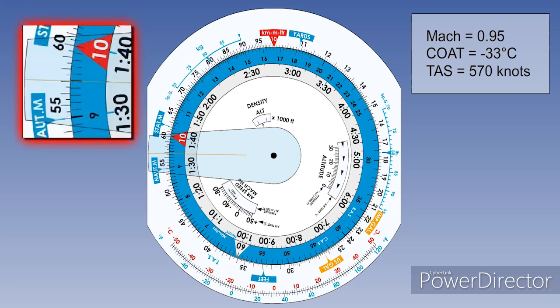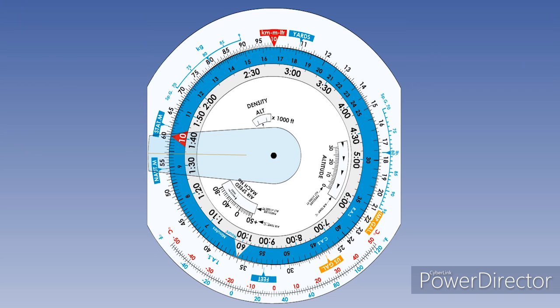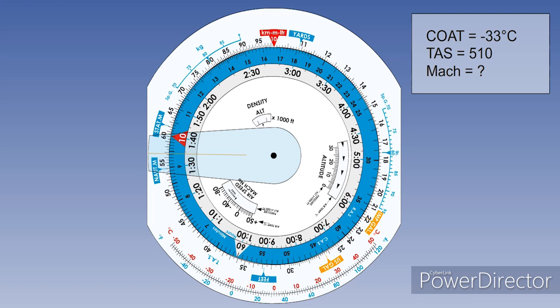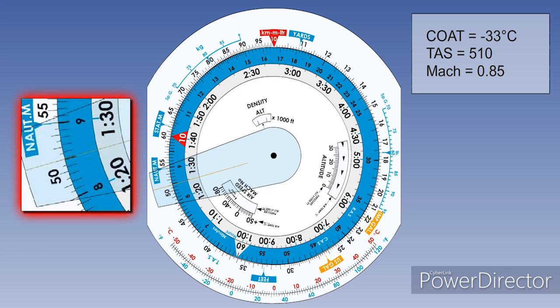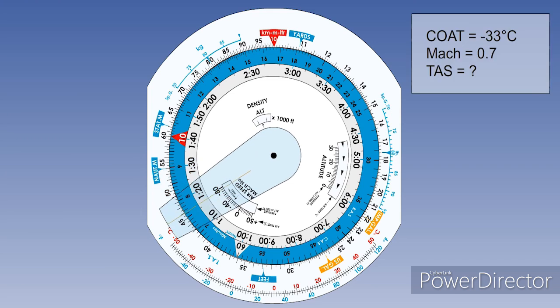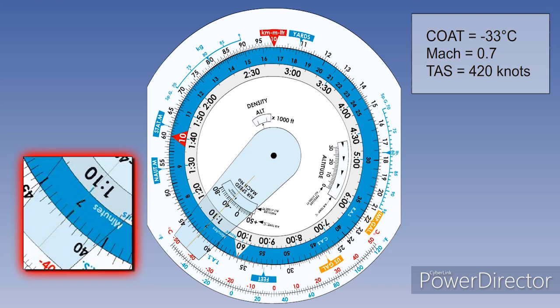Having set the Mach number index against the temperature in the airspeed window, the true airspeed may be read off on the outer scale for any given Mach number at that temperature on the inner scale, or vice versa. For example, with the scales set up as shown, what's the Mach number for a true airspeed of 510 knots? Align the cursor with 510 on the outer scale, and read off the Mach number, 0.85, on the inner scale. Similarly, for a Mach number of 0.7, true airspeed is 420 knots.